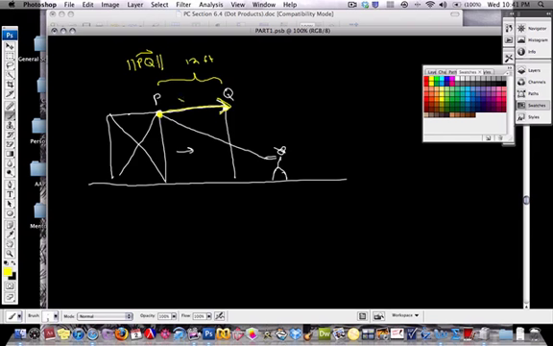Okay. Well, I didn't mean to draw that on there. Go to my eraser. There we go. Okay.